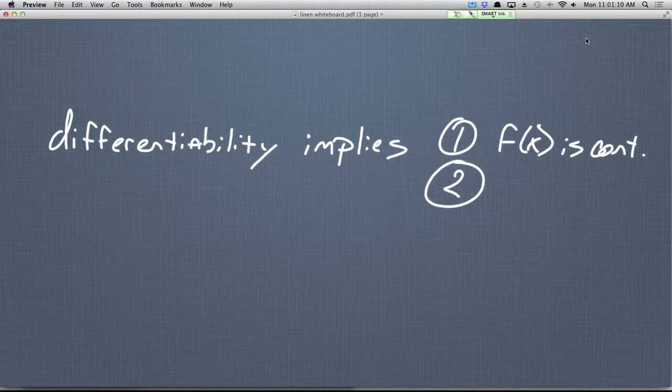Okay? But the opposite of that doesn't work. If I'm continuous, do I have to be differentiable? No. It only works one way. If I'm differentiable, that means I'm continuous. So that's the first thing it implies, is that my function is continuous. The second thing it implies is my derivative is continuous. So if they're telling me that some function is differentiable, I should automatically know that function is continuous, but I should also know that its derivative is also continuous. So differentiability implies those two things. My function is continuous, but my derivative is also continuous.